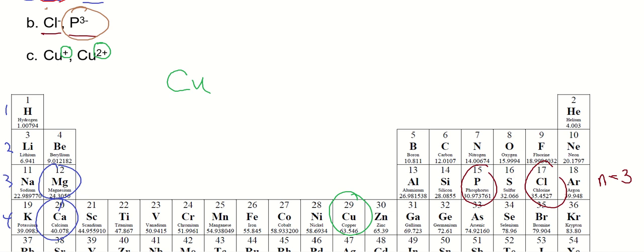I'm not going to draw the electron configuration because this is an exception. Let's just do a generic drawing here. So there's the neutral copper, right? And it's going to lose 1 electron. Well, if it loses 1 electron, it's going to have 28 remaining.